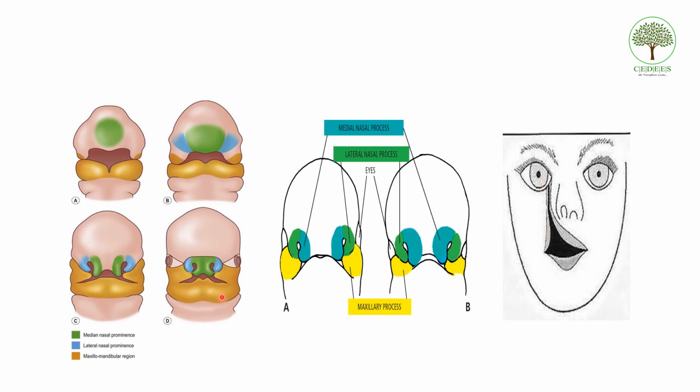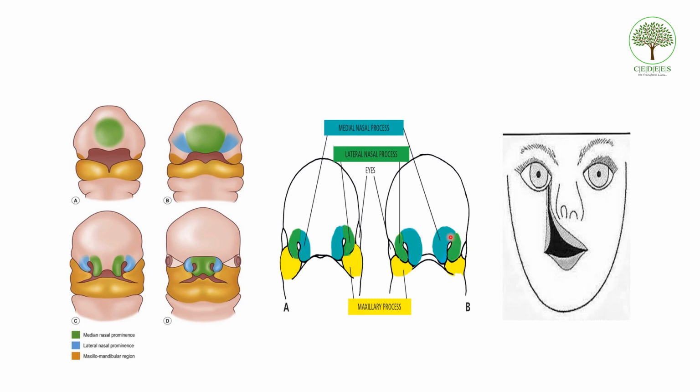If the maxillary process fails to fuse with the median nasal process, it results in cleft lip. You could see here there are swellings of the lateral nasal and median nasal process. Between them is the nasal pit. The nasal pit will be separated from this by the growth of the maxillary process.